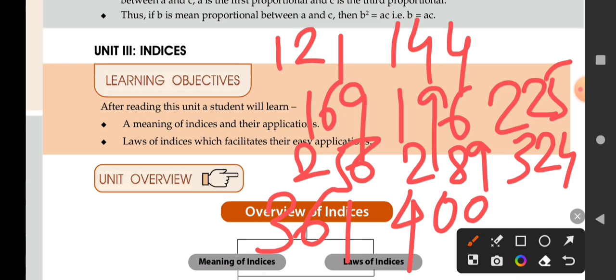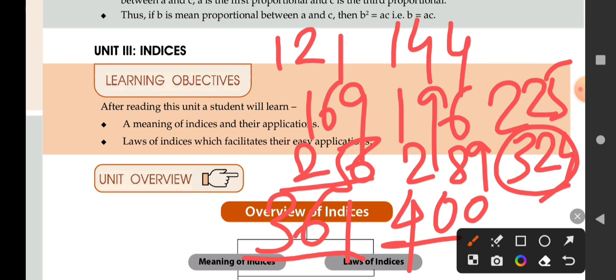I hope you remember these squares from 1 to 20 by heart so that it will be very easy for you. If you spot any number like 324, you should be able to tell that it is the square of 18. If you see these numbers in the problems, you have to be very quick, clicking in your mind.